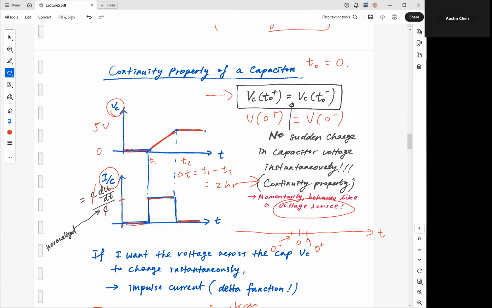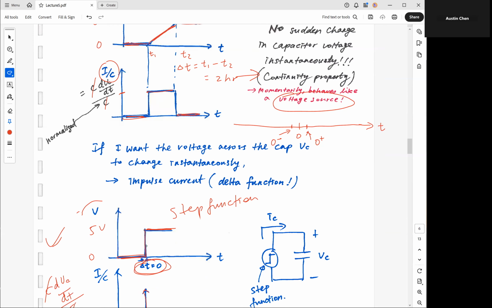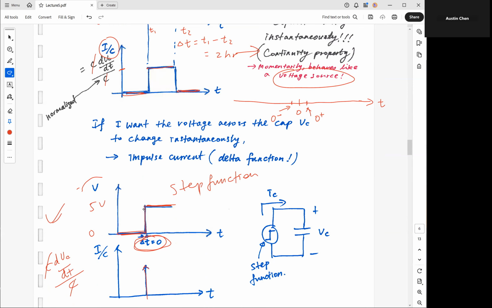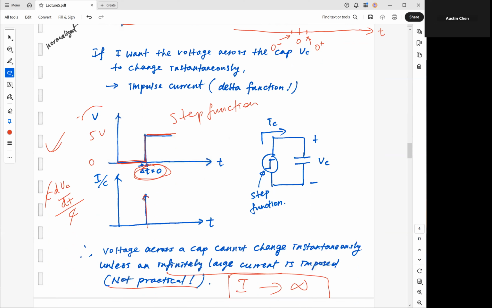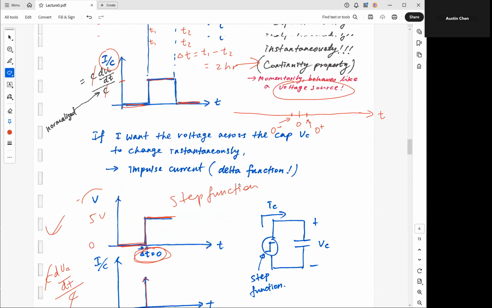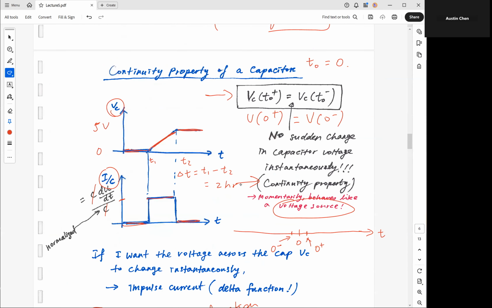So this tells you again that if you want to charge your capacitor going from 0 volt to 5 volt, sure, you can do that slowly, but you cannot do it instantaneously. It cannot happen suddenly, nor instantaneously. It can change gradually, it will take some time, but if you want this to happen in no time, it's not possible, unless you have an infinitely large current, which we know is not practical, which we don't have. So this is the continuity property of a capacitor.